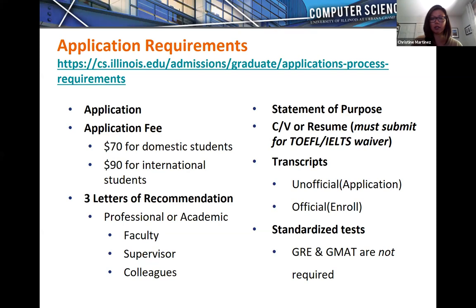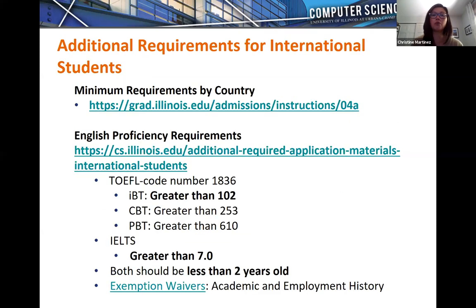Okay, next slide goes over requirements for international students. Do you want me to go over this, John, or do you want to give this? Great, yep. Okay, so for international students, there are different minimum requirements by country. You'll want to go to this link to check and see what specific requirements are required for the country where your institution is. And then also for English proficiency requirements, if your native language is not English, you would be required to submit TOEFL scores or IELTS scores.